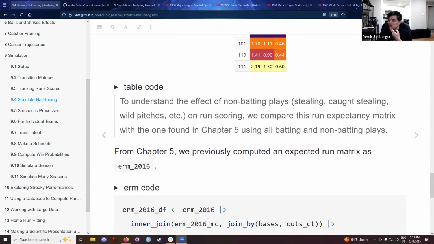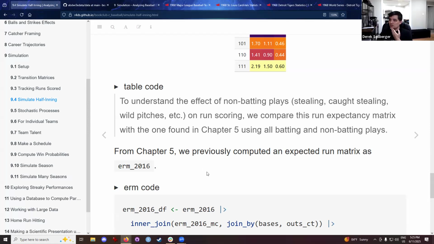Anyway, moving on. To understand the effect of non-batting plays, such as stealing, caught stealing, wild pitches, passed balls, on run scoring, we compare this run expectancy matrix with the one found in Chapter 5 using all batting and non-batting plays. So back in Chapter 5, we previously computed an expected run matrix as that ERM 2016 without the Markov chain process.